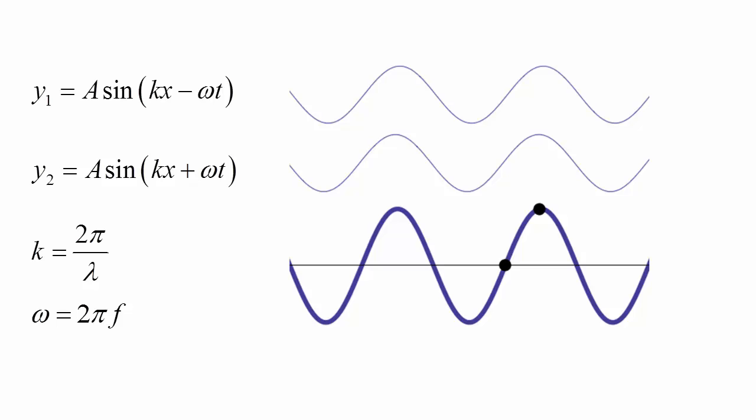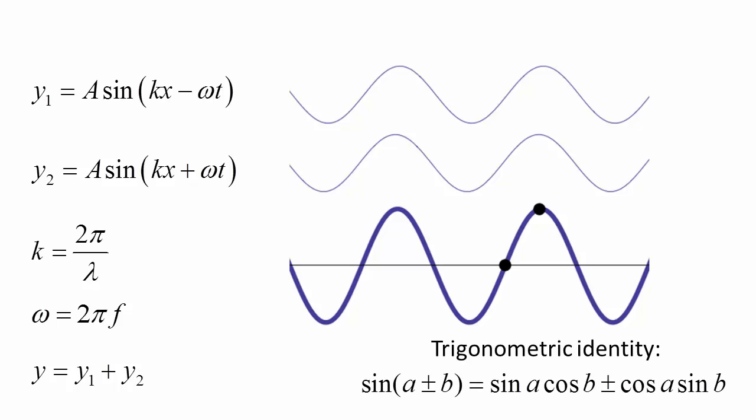The algebraic sum of the two waves is y1 plus y2. Using the trigonometric identity, sine of a plus or minus b is equal to sine a cos b plus or minus cos a sine b, then what is the resultant waveform simplified to? When y1 and y2 are added together using the trig identity, the result is that the standing wave is equal to 2 times the amplitude multiplied by the sine of kx multiplied by the cosine of omega t.